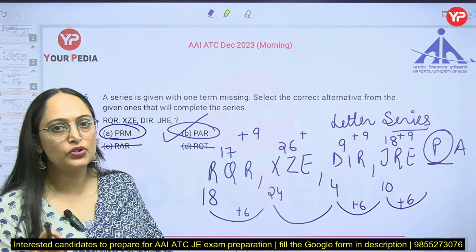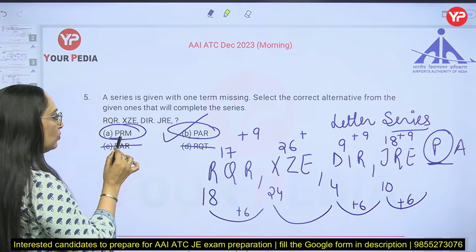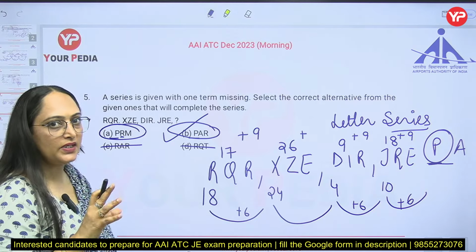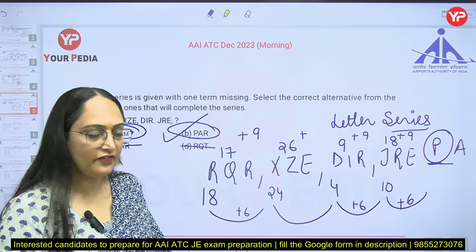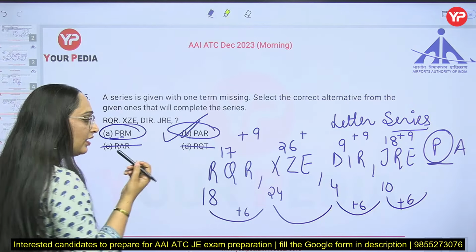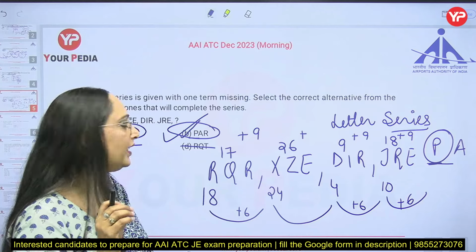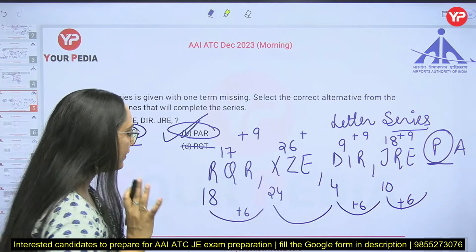No need to check the third letter because in options 1 and 2, the first letter is P and the second letter is different. So if we check after P, A is there, so we are 100% sure that our answer is PAR. Clear everyone? Chalo.